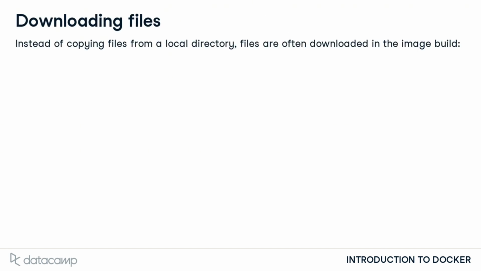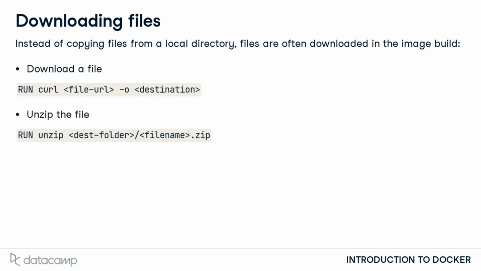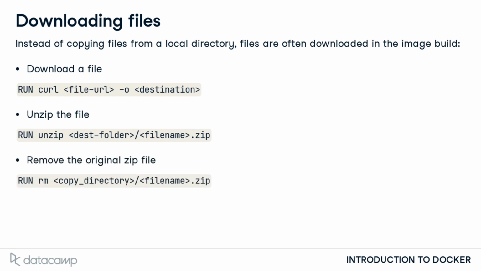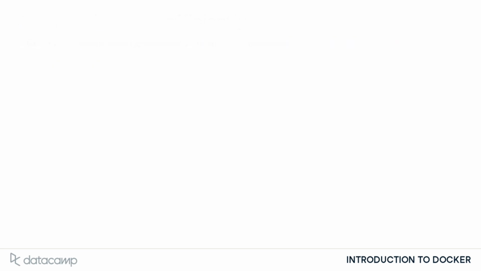Another common way to include files in an image is to download them during the image build. While there is an instruction that allows us to do this, the ADD instruction, best practice is to use several RUN instructions and bash commands to download and unzip files. First, use curl to download a file to a local directory. Then, unzip it using the unzip command if it's an archive. Finally, once we don't need the zip file anymore, we can remove it with the rm command.